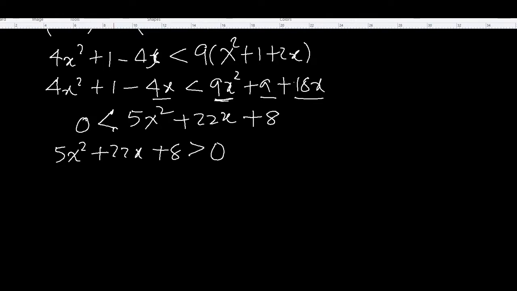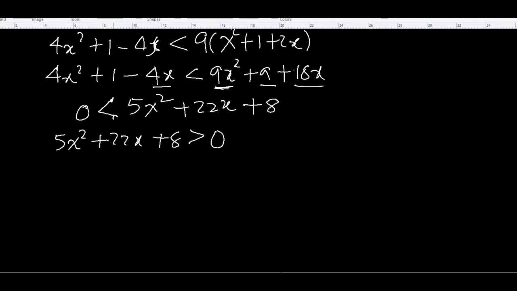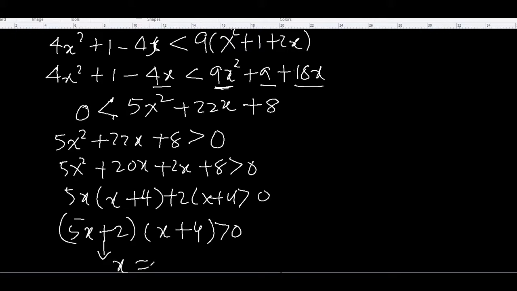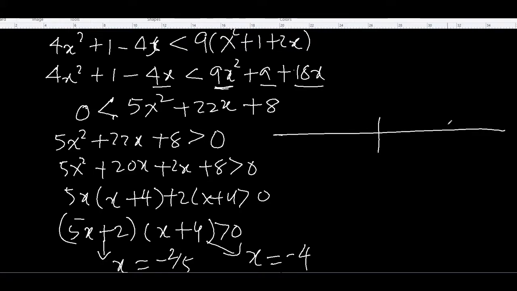So let me hurriedly factor this and I'll get the zeros. So I got zeros. This will give us x equal to minus 2 over 5. And this will give us x is minus 4. So now to find the exact answer, we will put a number line with these two roots. Minus 4 is smaller, minus 2/5 will be the bigger one.